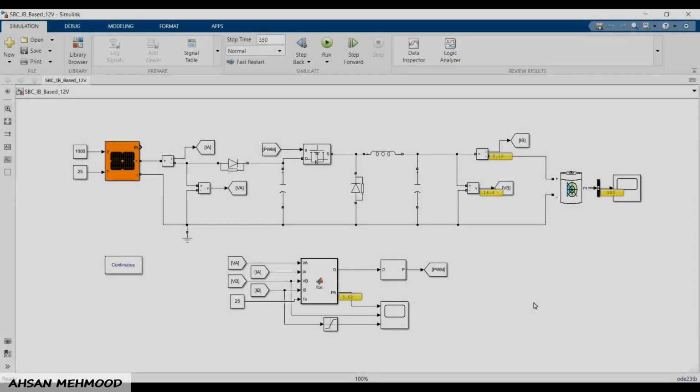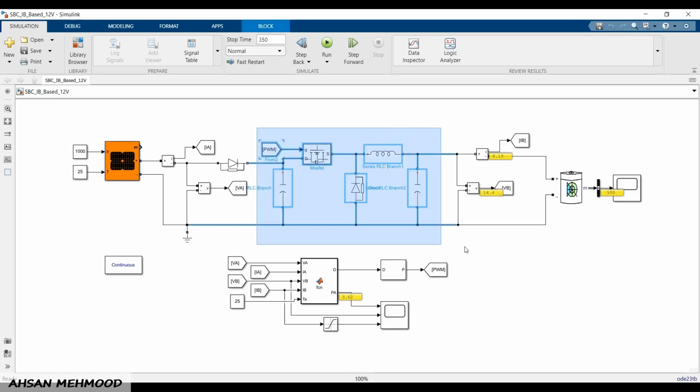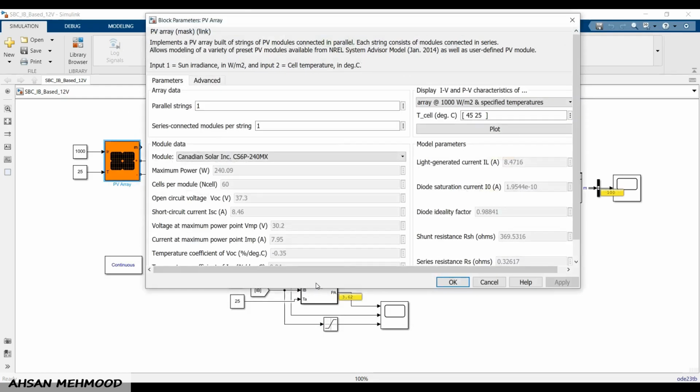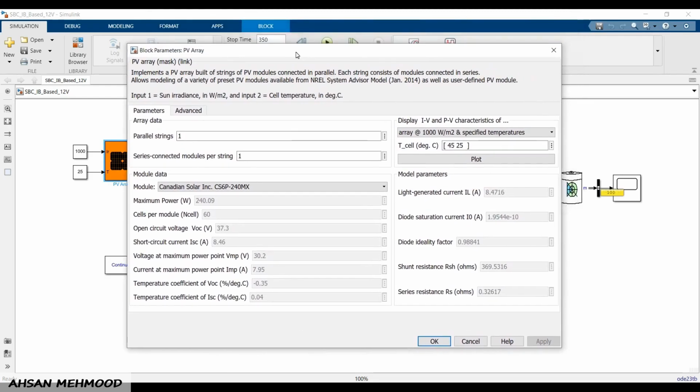This is the schematic of the battery charging circuit in Simulink version 2021A. This schematic contains PV array, buck converter, battery, control unit and sensors. This window shows the PV array's specifications. A single module of 240 watt of Canadian Solar brand has been used for this simulation.